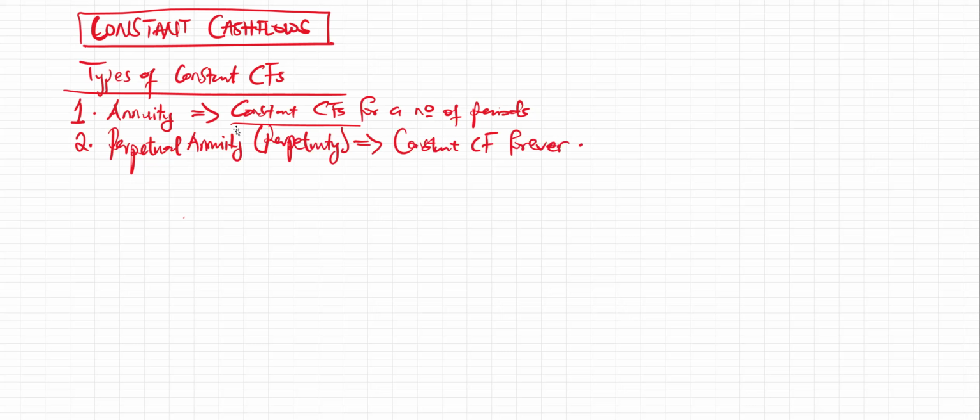Did we understand? Good. So now that we understand that we have annuity and perpetual annuity, it means it's an annuity that is perpetual, forever and ever.